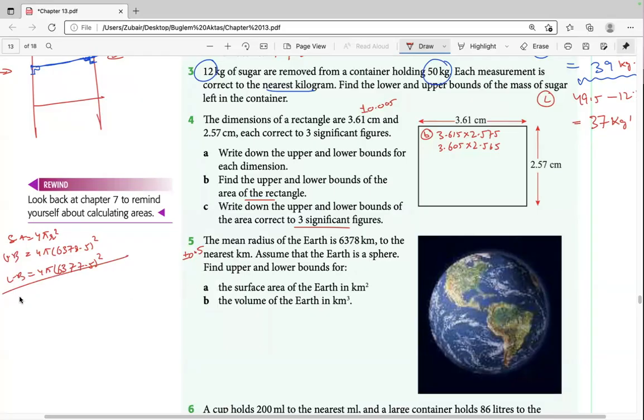B part says volume. So 4 by 3 pi r cube. So basically we are only interested in the upper and lower value of the radius. So 4 by 3 pi 6378.5 cubed and 4 by 3 pi 6377.5 cubed are the upper bound and lower bound.